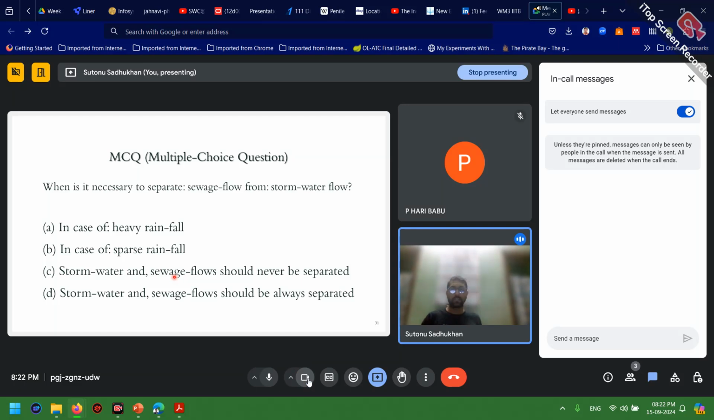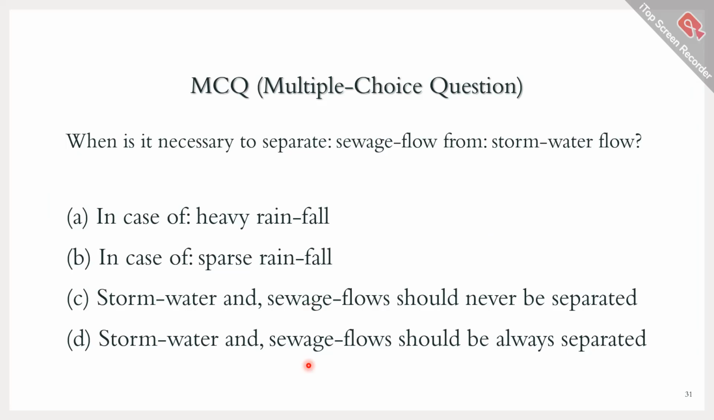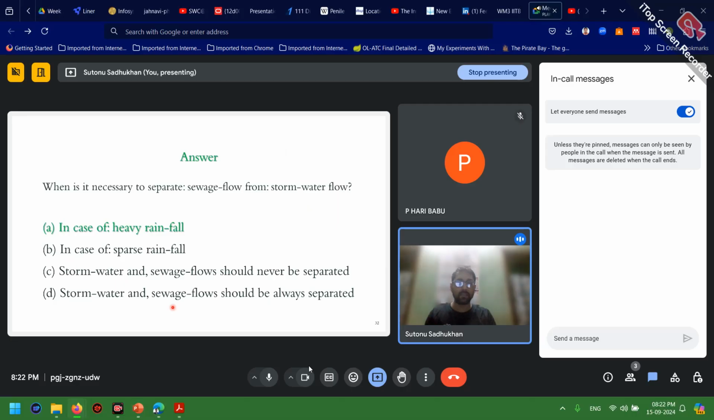Okay, we'll proceed with the solution. So, in case of heavy rainfall, separation of sewage flow is required from the stormwater. The reason is quite obvious.